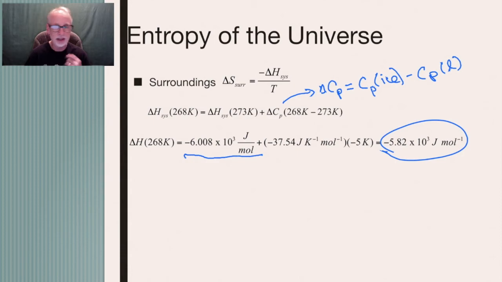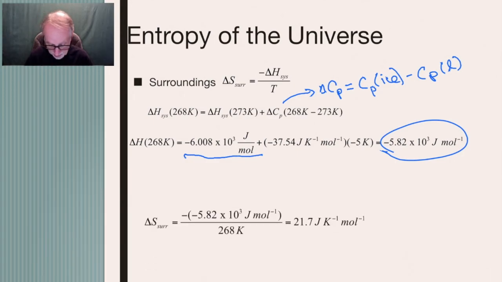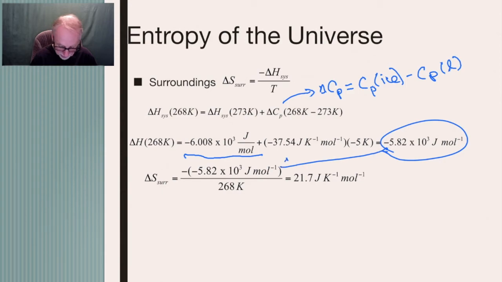It's easy now to just calculate the entropy change for the surroundings. We're going to take our value here and plug it into our equation for delta H. Again, it's the negative of the delta H for the system. It's an exothermic process for the system, so it's going to be an endothermic process for the surroundings. So we have a negative of a negative, which is a plus, divided by our temperature, which is 268, and this is the number we get. Positive 21.7 joules per Kelvin per mole, and it is positive, which is what we'd expect because we're dumping heat into the surroundings, so we expect the entropy of the surroundings to increase.